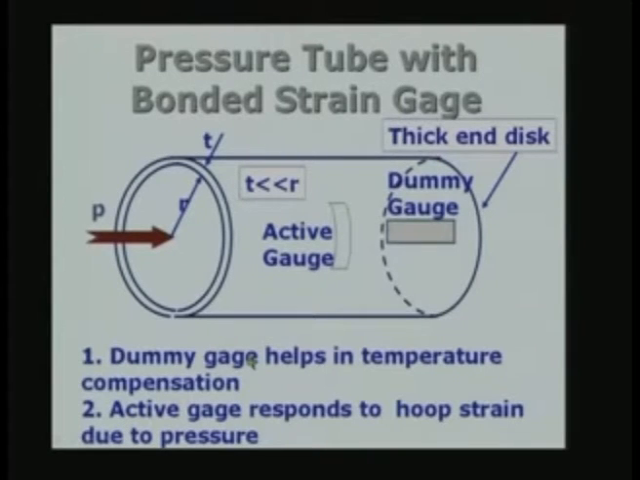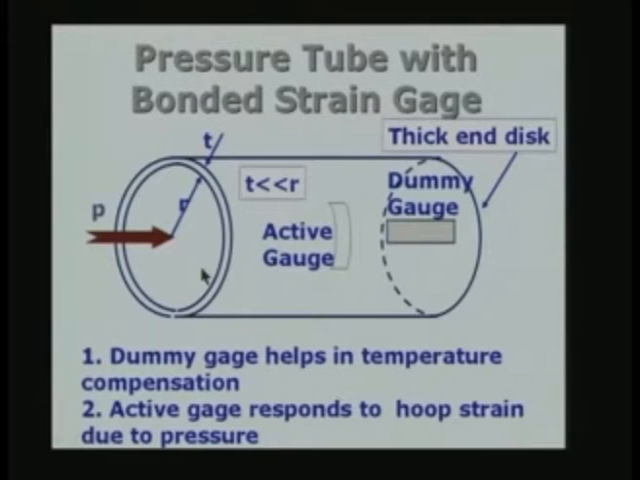So, the pressure tube with bonded strain gauge is a very simple idea. The active gauge is going to respond to the hoop strain, and the dummy gauge is going to respond only to temperature variations, which the active gauge will also do, and the compensation is obtained by having the active gauge and the dummy gauge very close to each other, and the dummy gauge is going to be mounted on a very thick end disc which undergoes very little strain because of the pressure acting inside. Of course, when I say pressure acting inside, it is delta P. Outside, if it is atmospheric pressure, I will be measuring P minus Pa, and therefore, what I get is the gauge pressure.